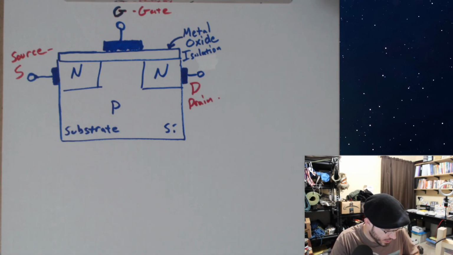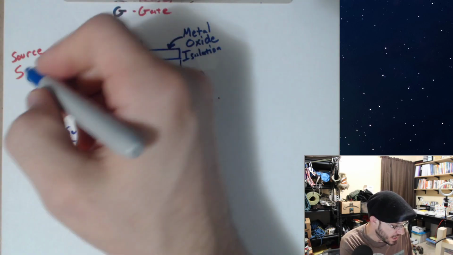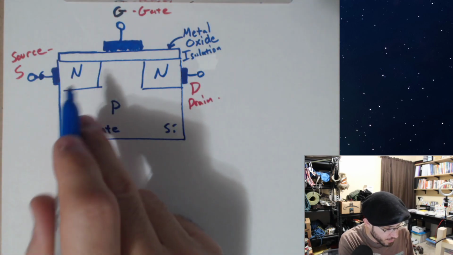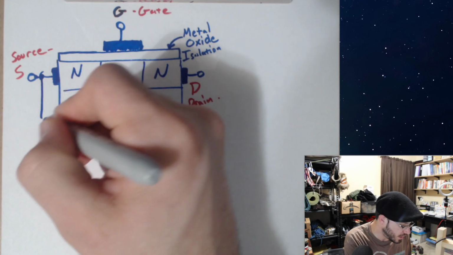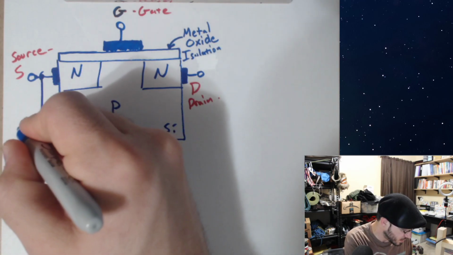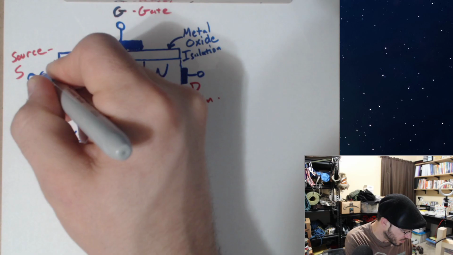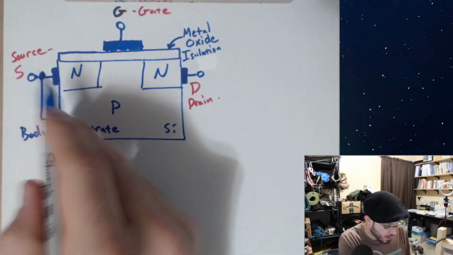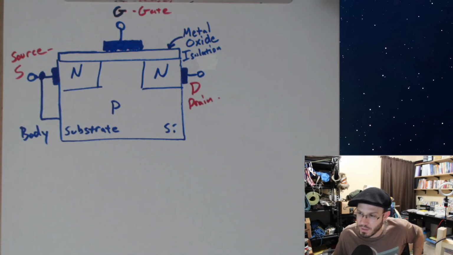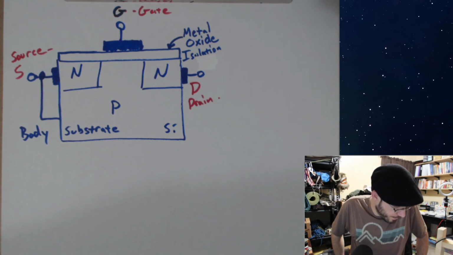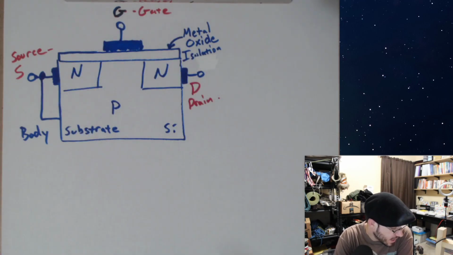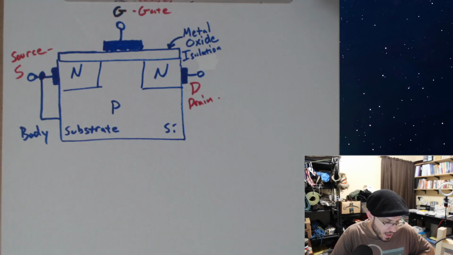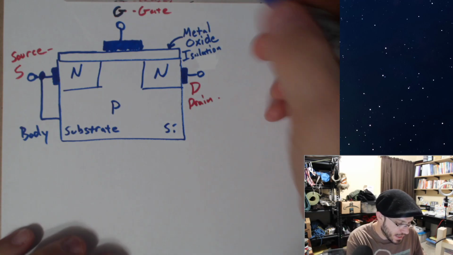Now, there is one other connection that is often left out in most drawings. There is actually a connection from the N-type material over here on the source down to the body. I only show this for completeness, but we don't really have to pay too much attention to it. Now, when you construct your MOSFET like this, let's make a comparison to the schematic symbol.